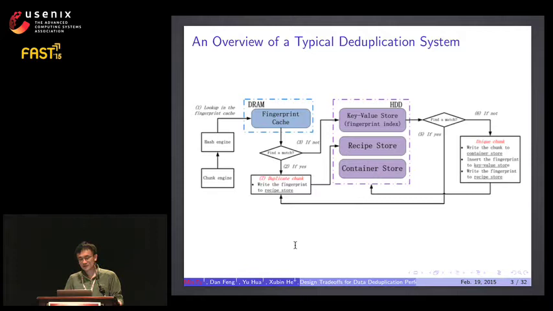For each duplicated chunk, we only need to write a fingerprint to the recipe. For a unique chunk, we need to write the chunk to the container store, insert a fingerprint into the key value store, and write the fingerprint to the recipe.